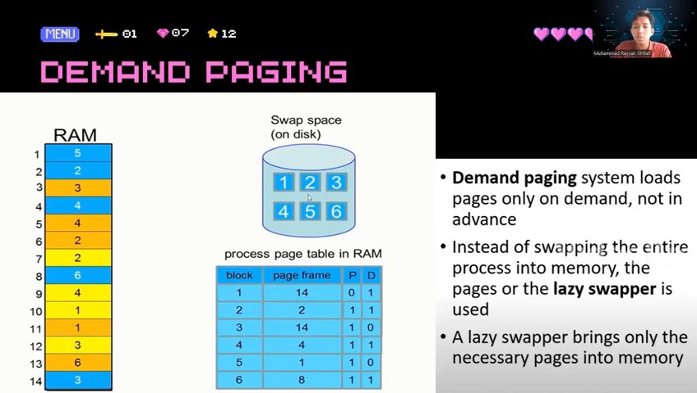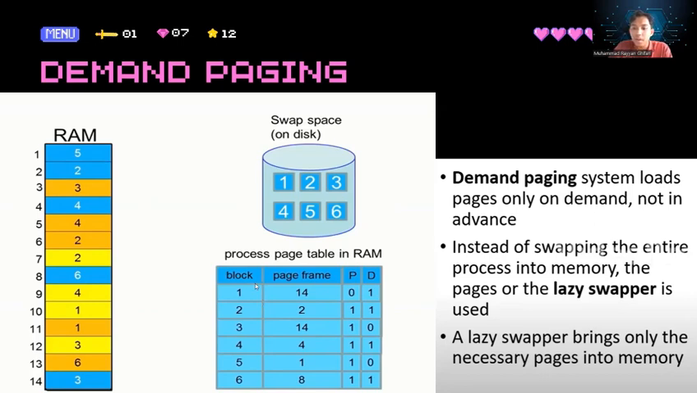Then what is swap space? Swap space is a secondary storage space used by the operating system to store pages that are not in RAM. Swap space is represented by a cylinder with a number inside, which represents the page that has been swapped out. The size of swap space is larger than RAM, so it can accommodate more pages.